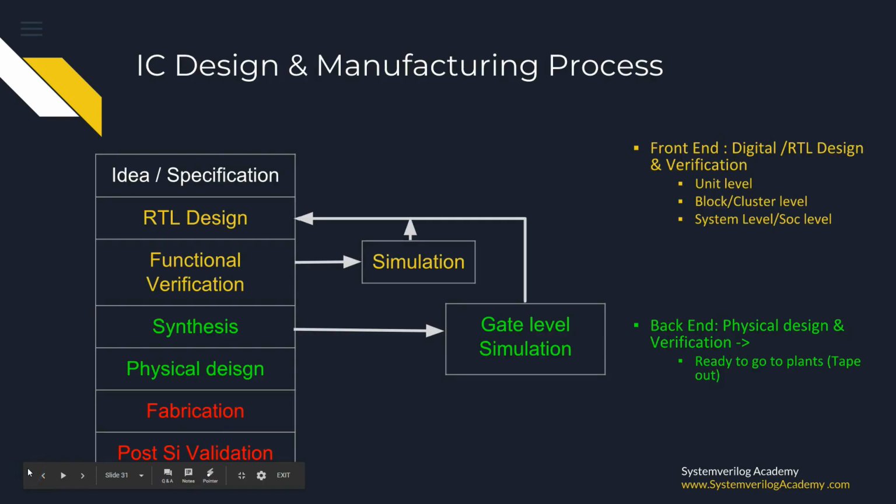IC Design and Manufacturing Process Summary. Here is a quick summary of the complete process. First, the idea or functionality of the final product is defined as specification. This is coded in an HDL at different subunit levels. Then, the code will be verified at unit level, cluster level, and finally at SoC or IC level. These phases are commonly known as the front-end design process.